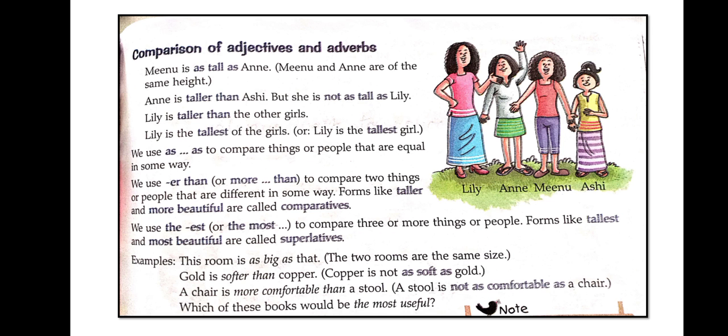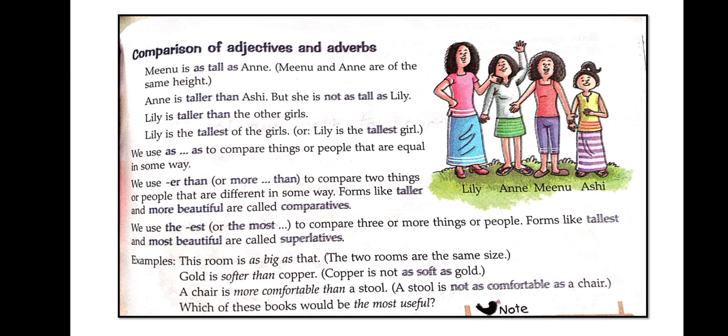In the same way, with forms like taller and more beautiful, there are some adverbs and adjectives to which we cannot add er after the spelling. There, instead of er, we have to use more. Suppose beautiful: we cannot add er to make beautifuler, so we have to say more beautiful. These are called comparatives.